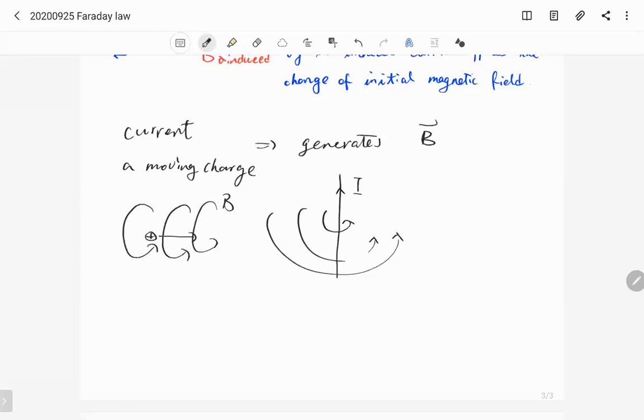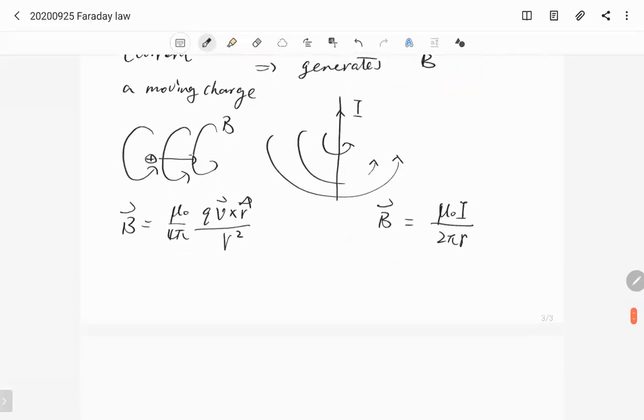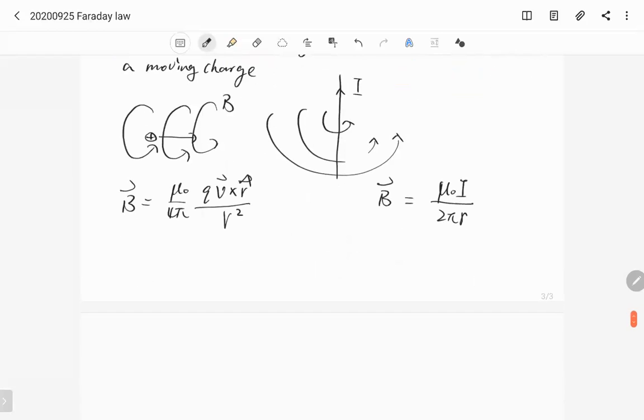Okay, and we know for the moving charge, the magnetic field has a relation with the value of the charge, the speed of the moving charge, and the distance. And for the current, the magnetic field is also proportional to the current and 1/distance. So this is the magnetic field created by a moving charge and a current. We discussed this last week.